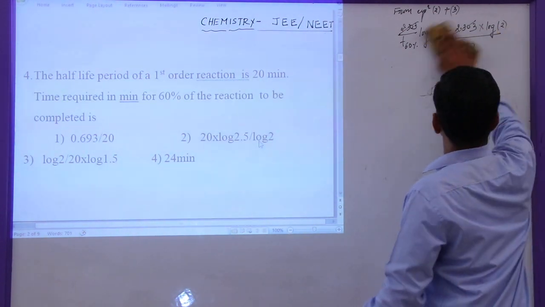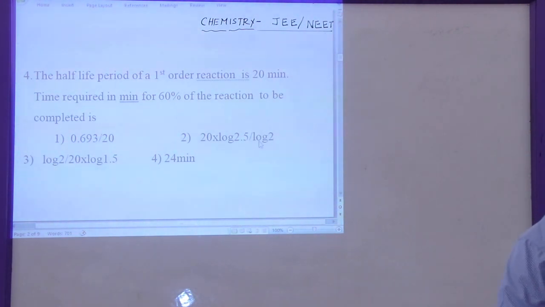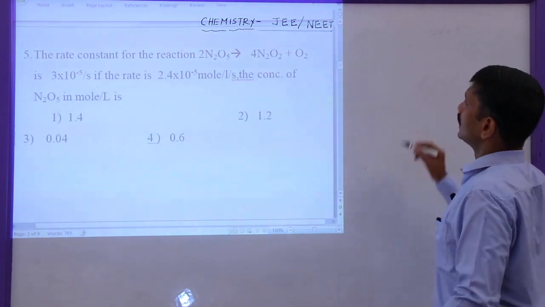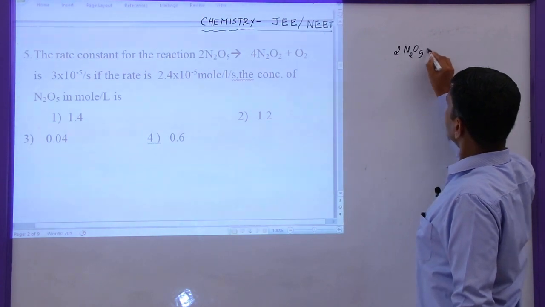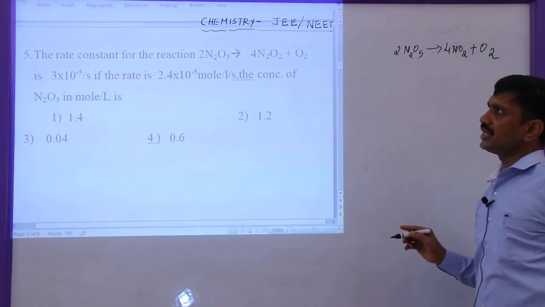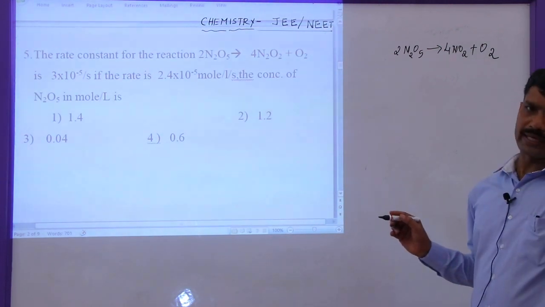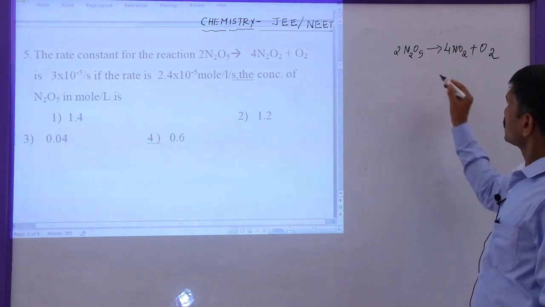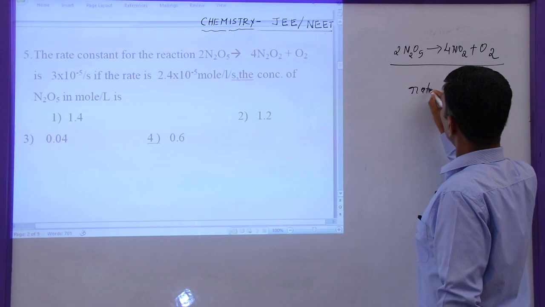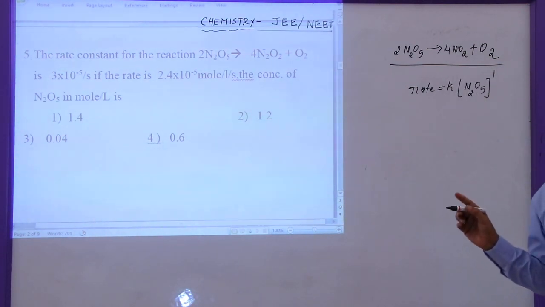I continue to the next problem, the third problem. The rate constant of the reaction 2N2O5 gives 4NO2 plus O2, decomposition, is 3 into 10 to the power 5 per second. If the rate of the reaction is given, what is the concentration? Because it is an example of a first order reaction, rate is equal to K into the concentration of N2O5 to the power 1.